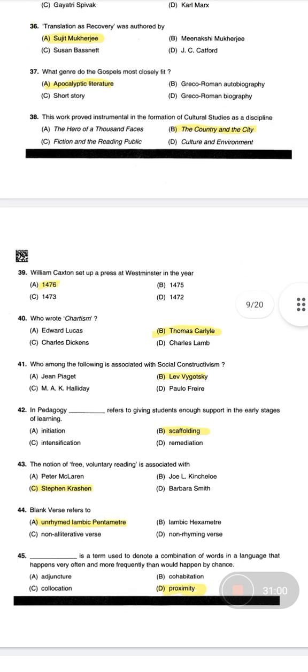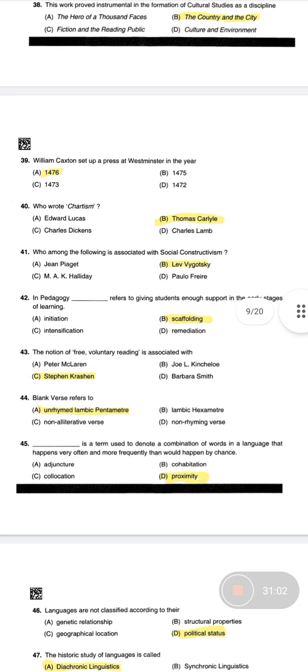Question number 39. Very easy question. Very easy, very famous, favorite of all the exams. William Caxton set up a press at Westminster in the year 1476.